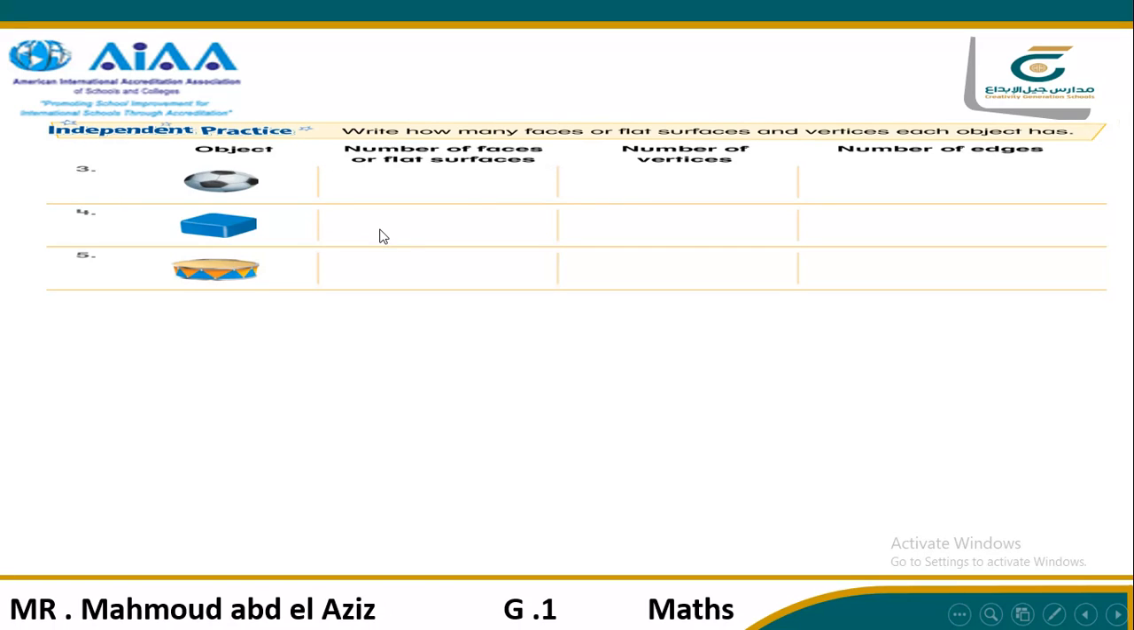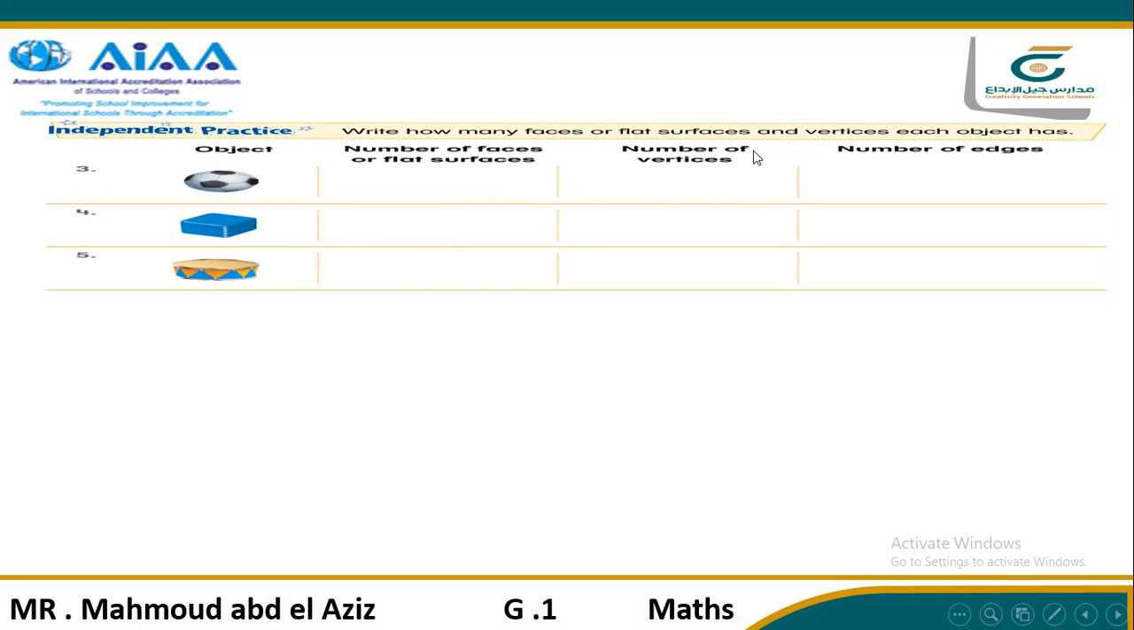What about the rectangular prism? How many faces do you see here? Let's count them. 1, 2, 3, 4, and here we have 1, it's 5, and here we have another one, it's 6. So we have here 6 faces.